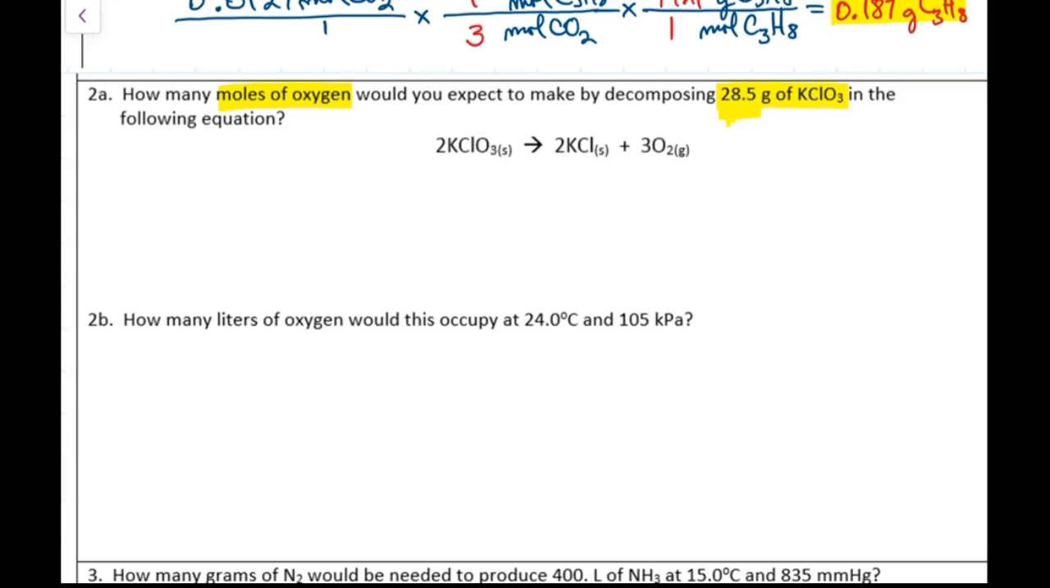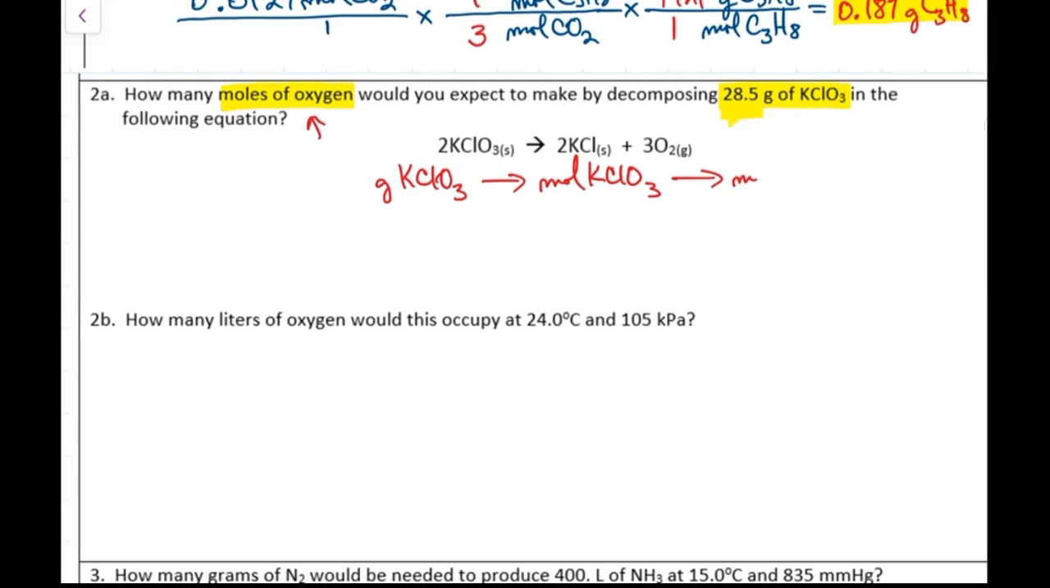Okay? So it looks like we're going to be doing the stoichiometry first. So we're going to be going from grams of potassium chlorate to moles of potassium chlorate. And then the question is asking us for moles of O2, oxygen. So go ahead and do that on your own right now or with a partner, and then I'll show you the answer for this part. Go ahead and pause it here.